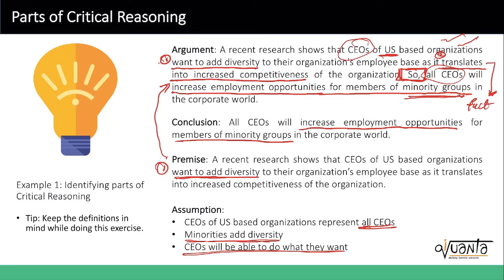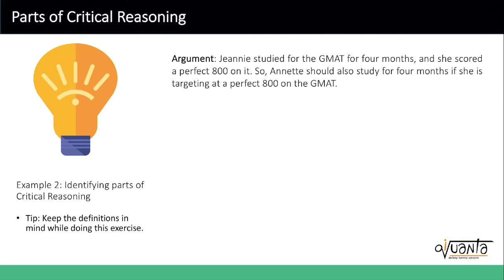Okay, so this is how you identify conclusion, premise, and assumption. Let's do one more example of this. The argument says Jeannie studied for GMAT for 4 months and she scored a perfect 800 on it. So Annette should also study for 4 months if she is targeting a perfect 800. So what's the conclusion? The conclusion is Annette should also study for 4 months, right? That is what the author is concluding.